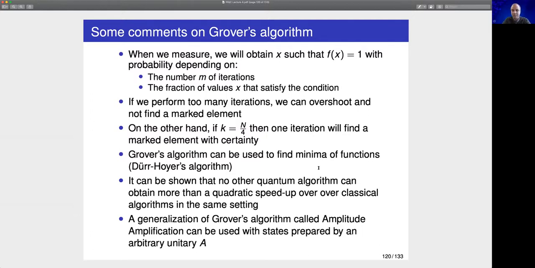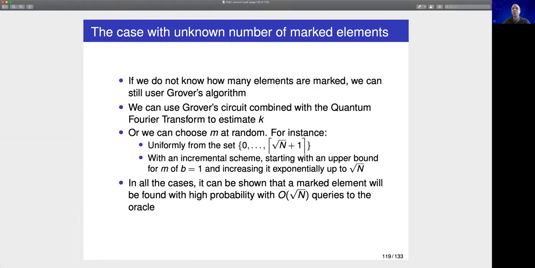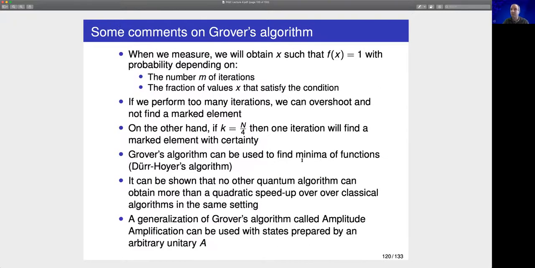We can certify or guarantee that we will obtain the solution. For instance, in these cases in which we do not know the number of marked elements, we can give a lower bound on the probability of success, which is, if I remember correctly, like 0.25 or something like that. That may seem not very much, but if you repeat this algorithm, for instance, 10 times, then the probability of obtaining a marked element is very high. Okay, so this is something that you need to take into account.